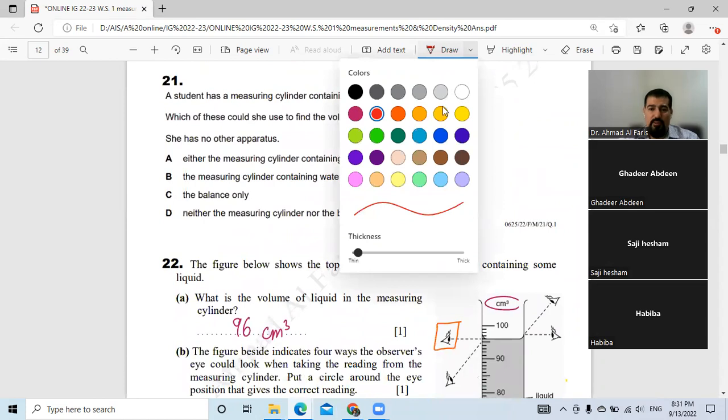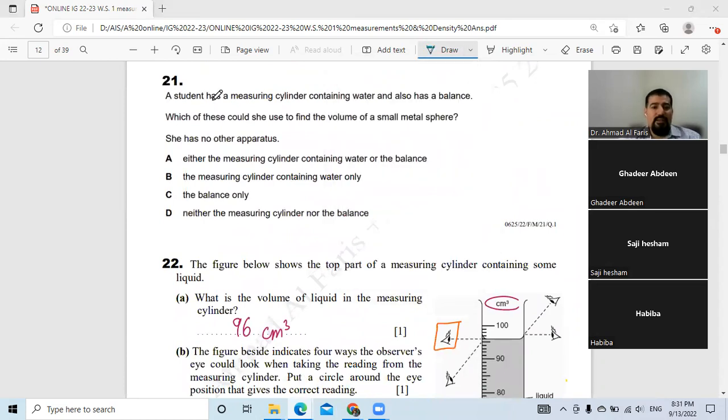Number 21. Here, what do we have? A student has a measuring cylinder containing water and also has a balance. Which of these could she use to find the volume of a small metal sphere? She has no other apparatus. Either the measuring cylinder containing water or a balance, either. The measuring cylinder containing water only, the balance only, neither, none of them. What do you think? Which one is the correct answer?